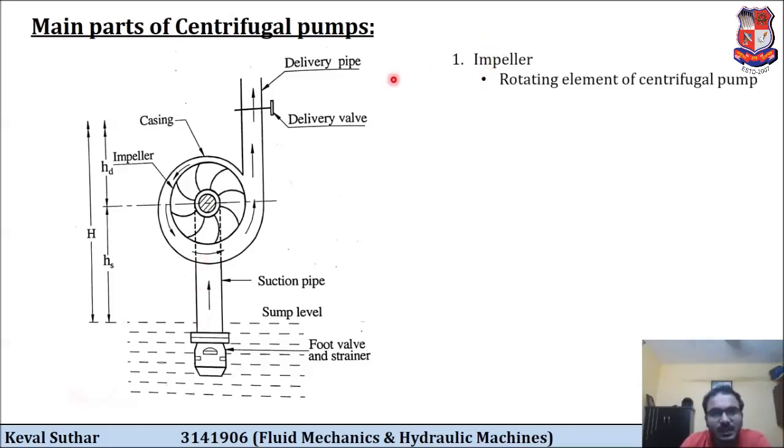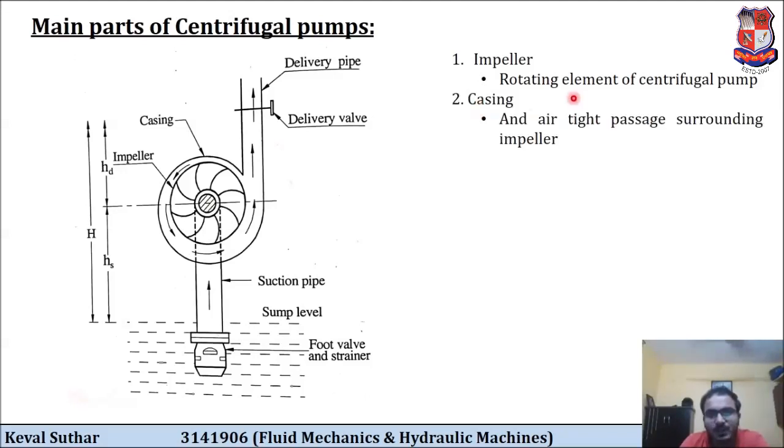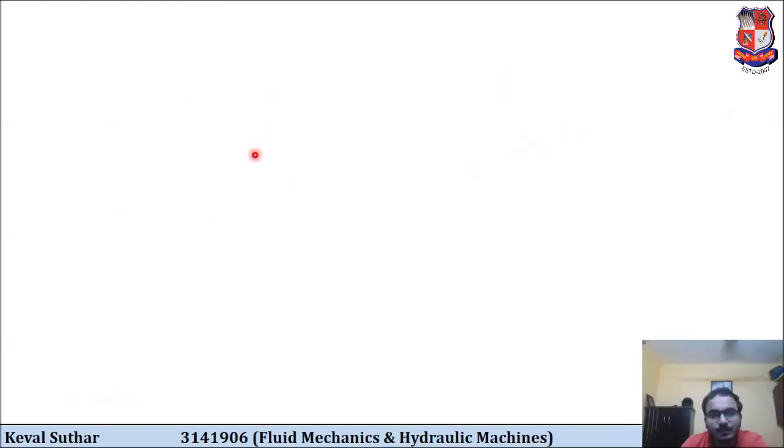So first component is the impeller, which is the rotating element of the centrifugal pump. Second is the casing, an airtight passage surrounding the impeller. Here, as you can see, we have gradually increasing area. This is required for conversion of kinetic energy into pressure energy, because at the exit of the impeller, pressure energy is low and kinetic energy is very high. That's why we require this diverging area of the casing, so that kinetic energy can be converted into pressure energy. Third is the suction pipe, with foot valve and strainer. And the last portion is the delivery pipe.